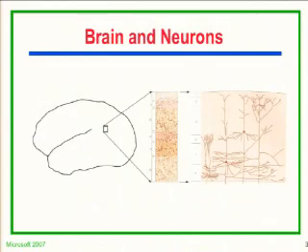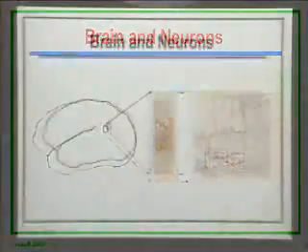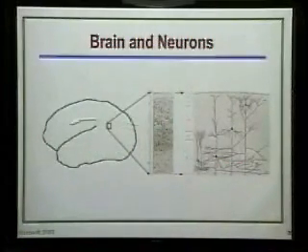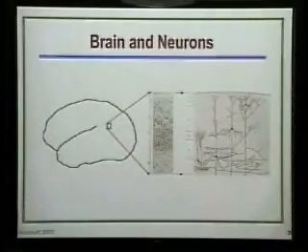Now let's look at a little bit of the architecture of the brain and the neurons. In order to reach this kind of learning mode, we look into the computing elements and how that takes place.